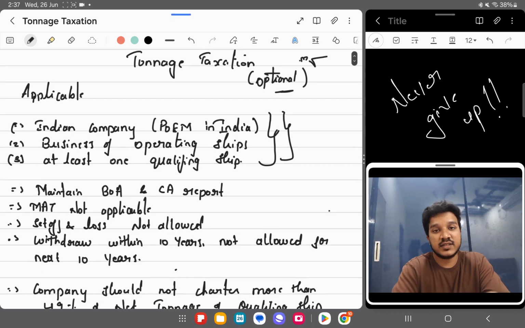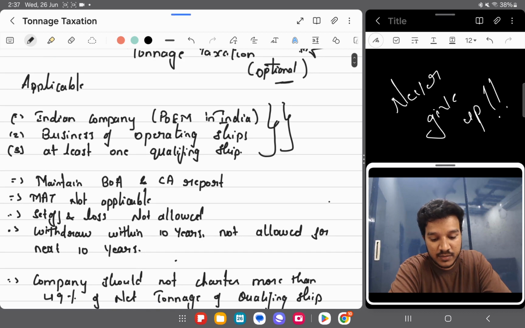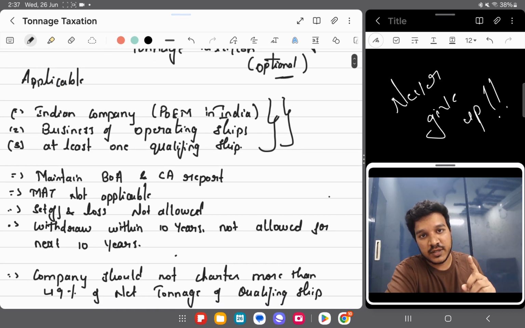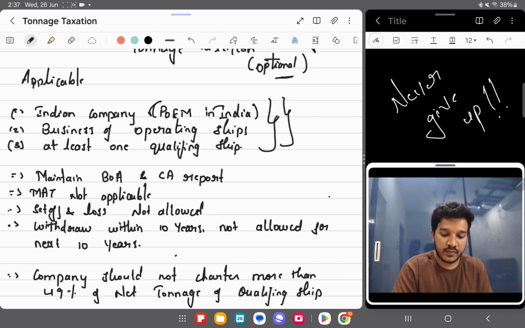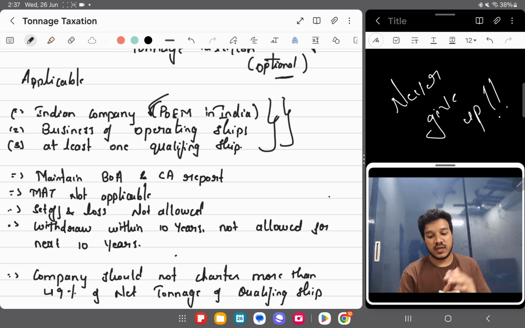Before that, there is certain eligibility criteria. Only certain companies will be eligible. First, it should be an Indian company, and it should be in the business of operating ships. It should have at least one qualifying ship. The Indian company's place of effective management should be in India. So only for these companies is the tonnage taxation scheme applicable: an Indian company, place of effective management in India, in the business of operating ships, and with at least one qualifying ship.